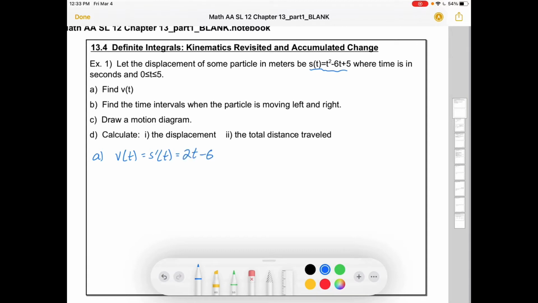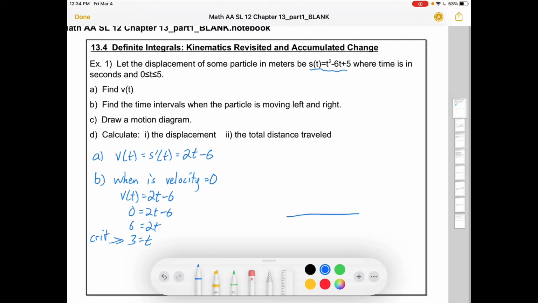Great. Find the intervals when it's moving right and moving left. So to figure that out, we need to know when velocity is equal to 0, because that's when it might change directions. So I can set velocity, which is 2t minus 6, equal to 0. Or I can just, by inspection, say, oh, I know that it's just going to be 3. Right? t equals 3, sometimes we call that a critical value on velocity.